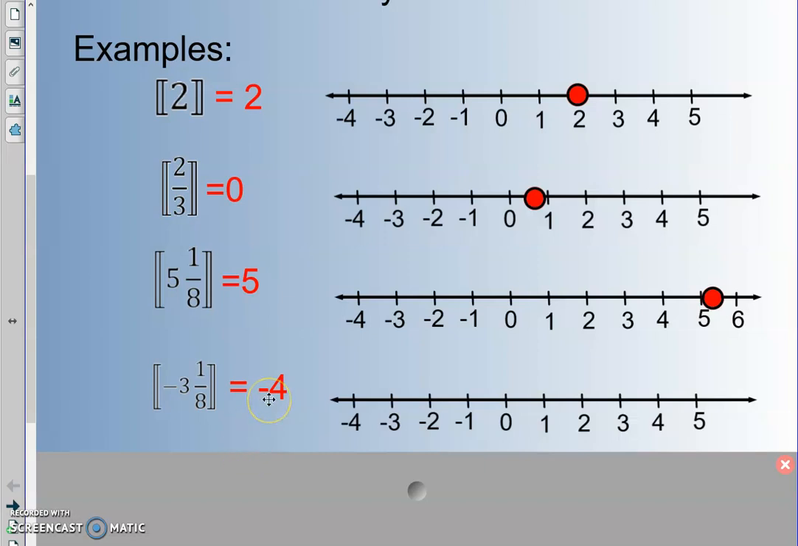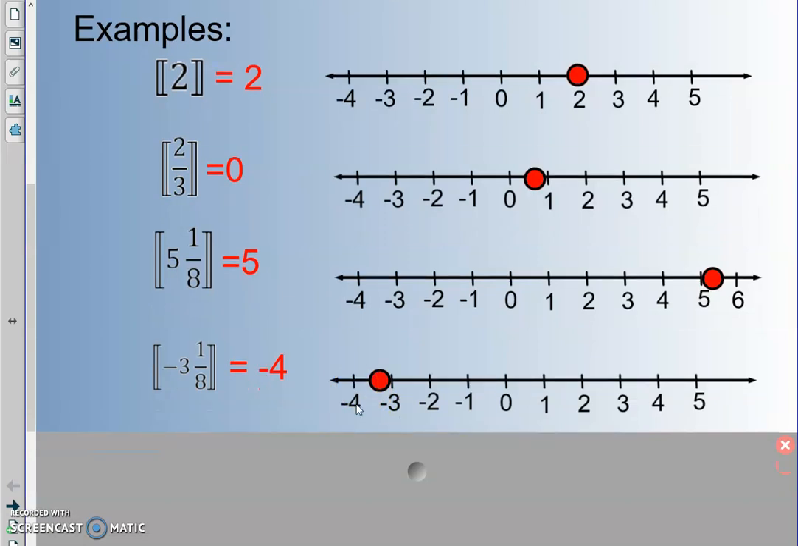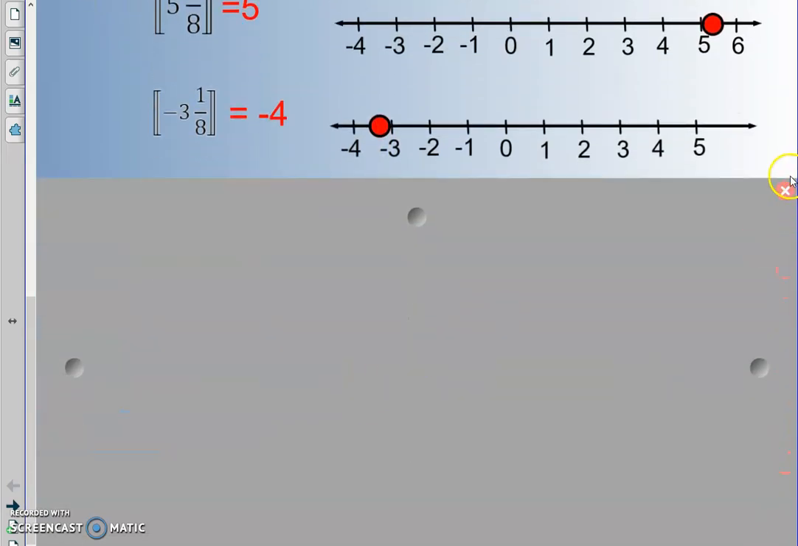Negatives throw kids off. Remember, this is not a truncating function. It's not one that just throws away the fraction. It's the greatest integer that you've reached. -3 1/8 is right about there. Have we actually reached -3? No. The greatest integer we have reached, though, is -4. Okay, let's dive in and see what this graph looks like.